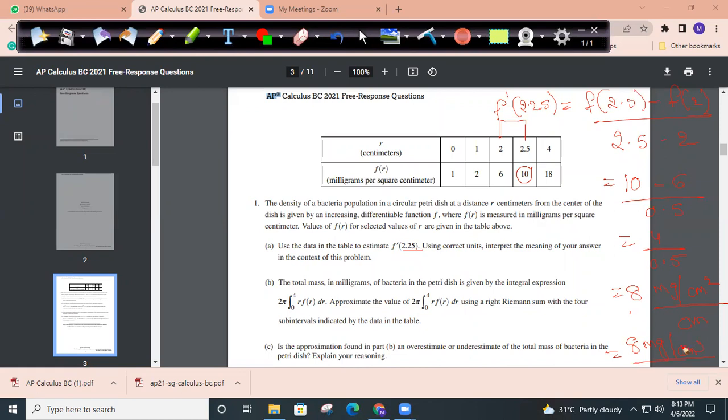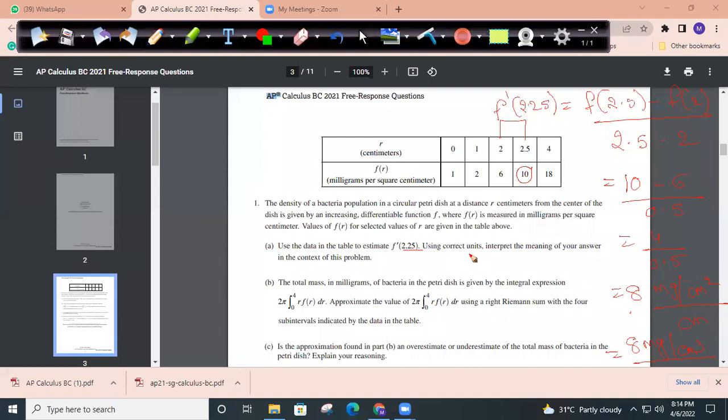So 8 milligrams per centimeter cube is what I got as f dash of 2.25. I hope everyone understood how to find f dash of 2.25. If anyone has doubt, let me know, and I would be happy to explain. 2.25 lies between 2 and 2.5, so y2 minus y1 by x2 minus x1. So finally I got an answer, 8. Now he's not stopping there.